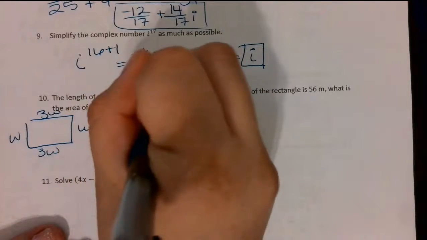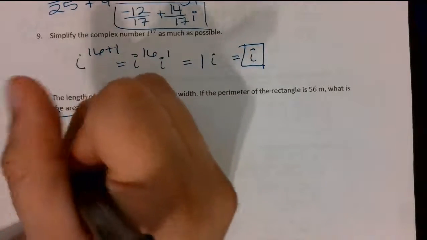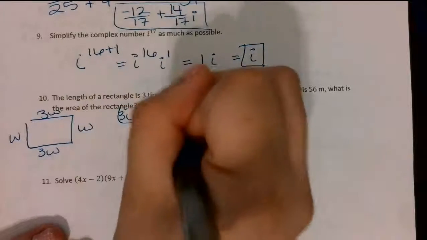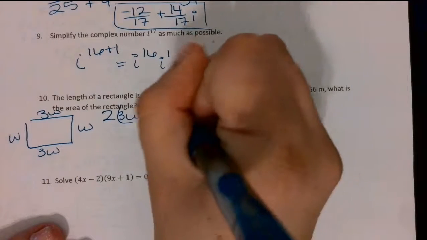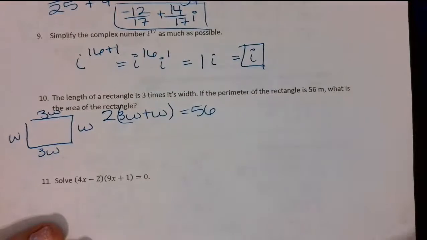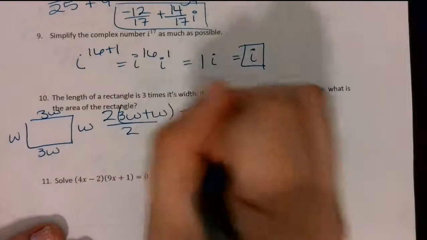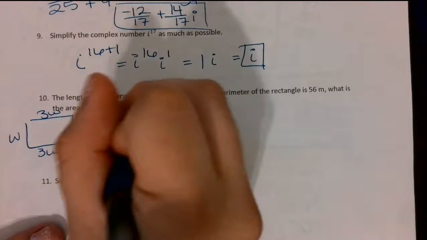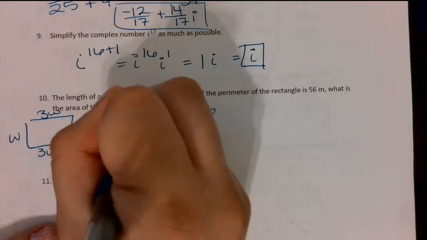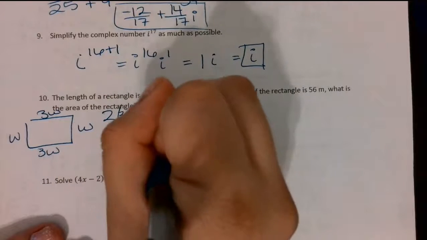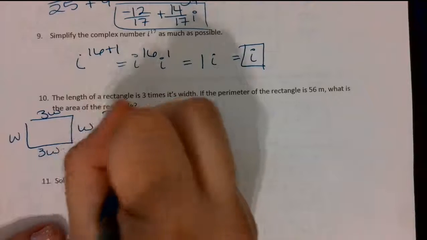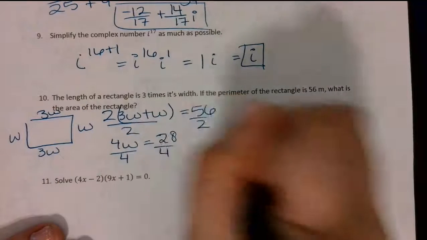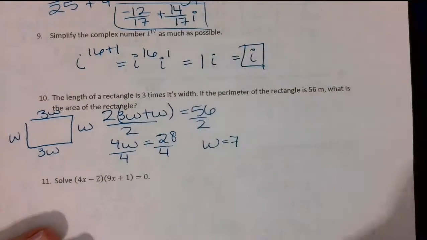I have 3W plus W. Notice there's 2 3W's and 2 W's. So I am going to have this in a parentheses times 2 equals 56. Okay. I'm going to divide both sides by 2. And 3W plus W is 4W. 56 divided by 2 is 28. Then I'm going to divide both sides by 4. And I get W is 7.